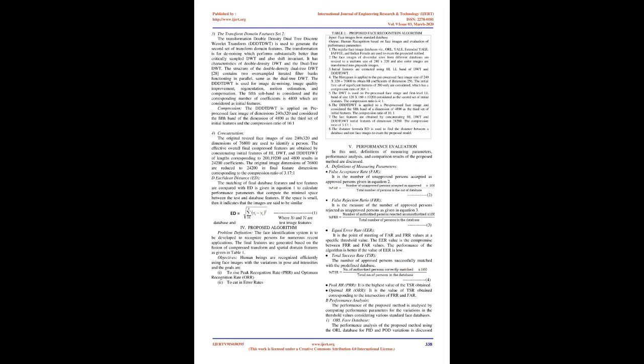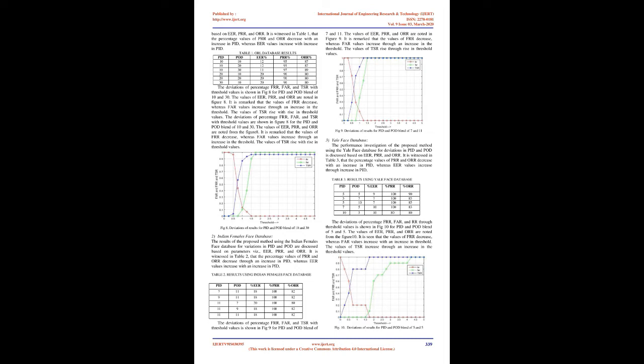3. The transform domain features set 2. The transformation double density dual tree discrete wavelet transform, DDDTDWT, is used to generate the second set of transform domain features. The transformation is used for denoising, performs substantially better than critically sampled DWT, and is also shift invariant. It has characteristics of the double density DWT and the dual tree DWT. The structure of the double density dual tree DWT contains 2 oversampled iterated filter banks functioning in parallel, same as the dual tree DWT. The DDDTDWT is used for image denoising, image quality improvement, segmentation, motion estimation, and compensation. The 5th subband is considered and the corresponding number of coefficients is 4800, which are considered as initial features.